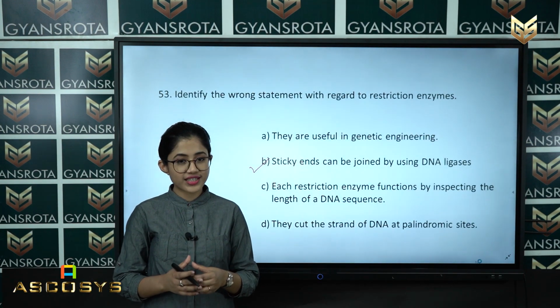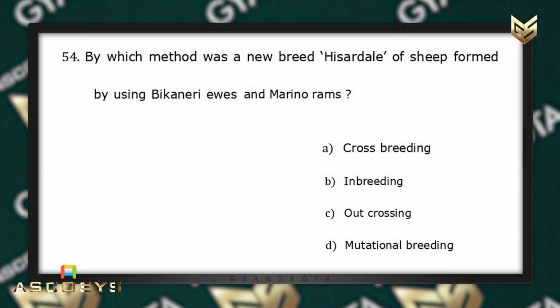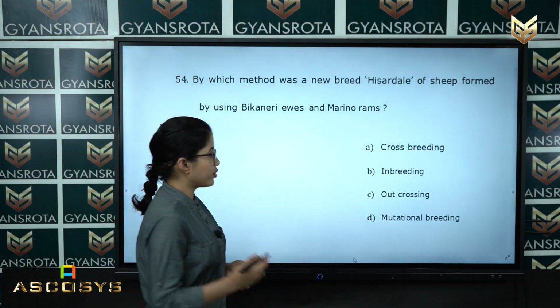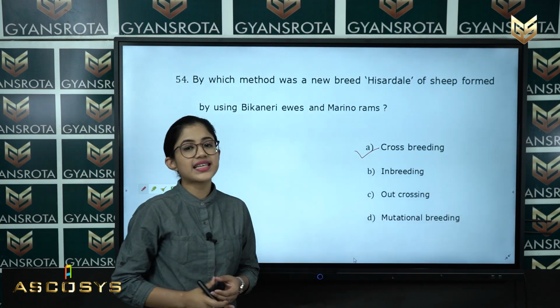Now let's move on to the next question, that is question number 54. By which method was a new breed Hisardale of sheep formed by using Bikaneri ewes and Merino rams? Option A, crossbreeding, option B, inbreeding, option C, outcrossing, and option D, mutational breeding. So student, by the method of crossbreeding, a new breed called Hisardale of sheep is formed by using Bikaneri ewes and Merino rams. So among these 4 options, option A, crossbreeding, is the correct answer.